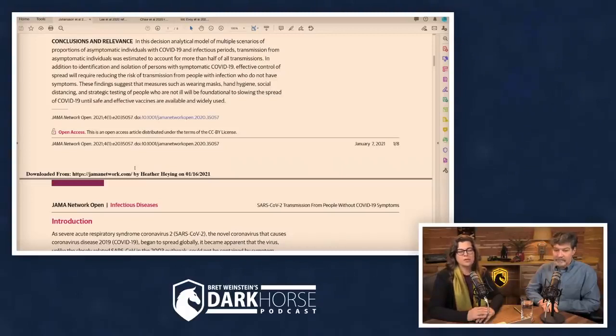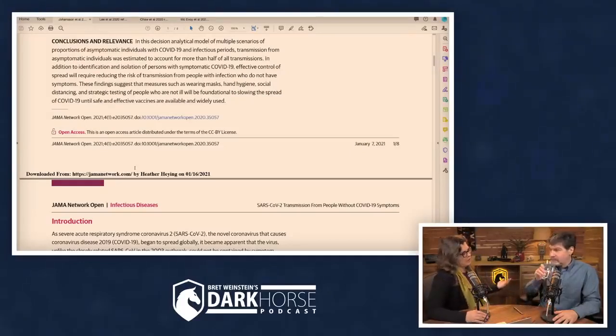These findings suggest that measures such as wearing masks, hand hygiene, social distancing, and strategic testing of people who are not ill will be foundational to slowing the spread of COVID-19 until safe and effective vaccines are available and widely used. So let me say, just with regard to that last sentence, that regardless of what else might be true about this paper, we have been, since our very first live stream in late March, at the point that the WHO and the Surgeon General were recently arguing that mask wearing was not useful at all, advocating for mask wearing and hygiene and social distancing and all of these things.